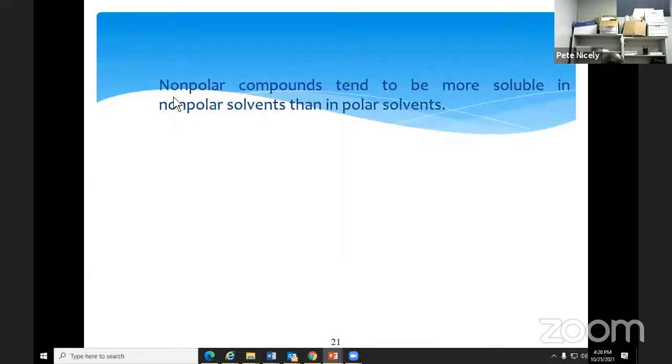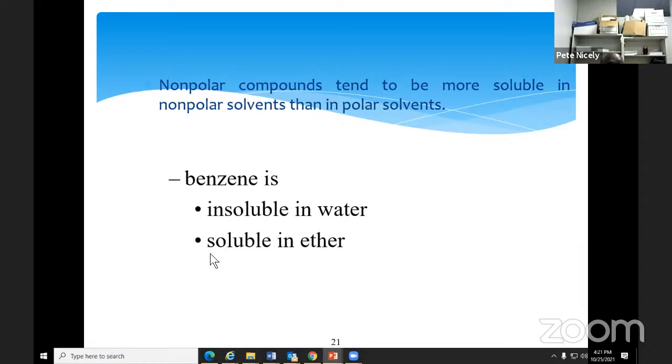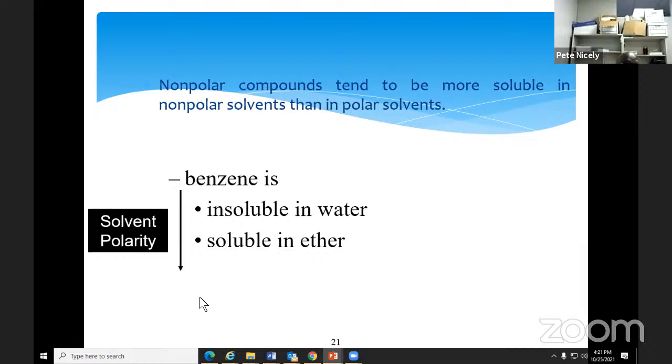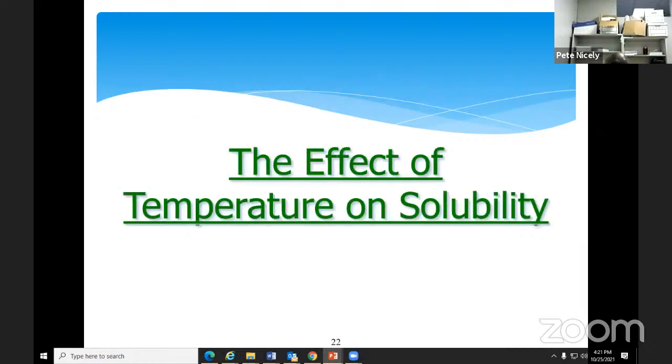Okay. On the other hand, nonpolar compounds tend to be soluble in nonpolar solvents compared to polar solvents. So for example, benzene is nonpolar, and therefore it is insoluble in water, which is polar, right? It is soluble in ether, which is nonpolar, and therefore that's a trend that you'll observe when it comes to a nonpolar solvent such as benzene, right? The solubility will increase as the nonpolarity of the solvent increases. Okay, so that's one effect.